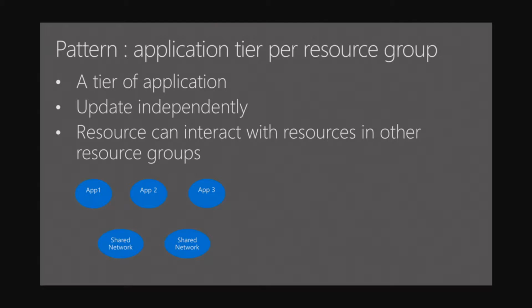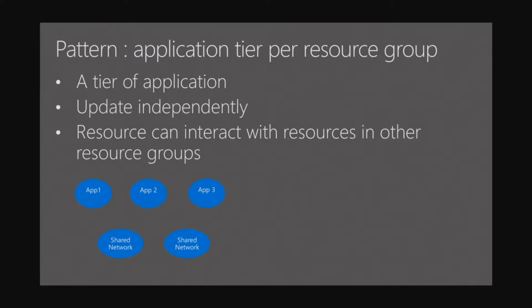When you have more complex applications, those applications tend to have different tiers. Maybe they have a front-end tier, a back-end tier, a database tier, and they may have a shared network infrastructure as well. So in this case, you want to group each tier of the application into a resource group. And because they are always updated independently of each other, they can also be managed by a different set of people. And the way they interact with each other is that resources in resource group 1 will interact with resources in other resource groups.